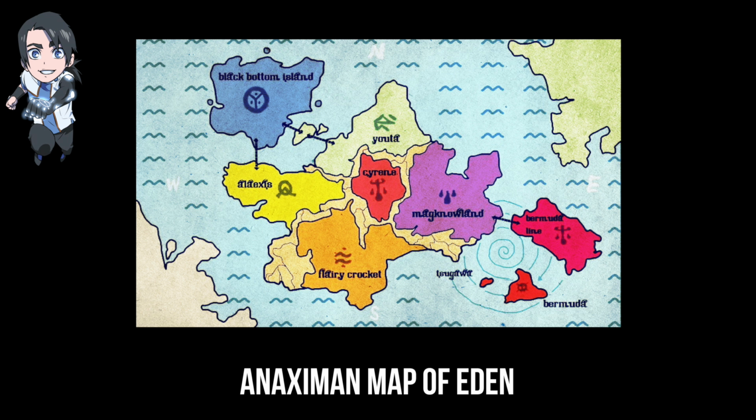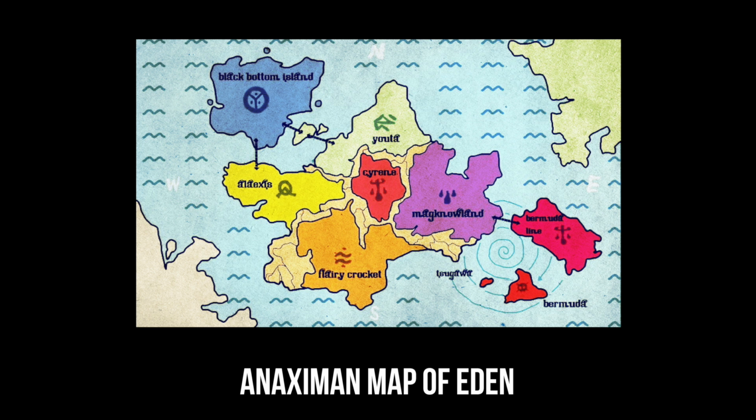So hopping right in, we're starting off with the map of Eden, but before I go into more detail, I call it the Anaximan map of Eden. That's because there are several maps of Eden, but this is the first map of Eden, so it's very simplified in that nature. The reason why I call it the Anaximan map of Eden is because Anaximander was the first ancient Greek to draw a map of the known world. So I'm basically naming this map after the Greek.